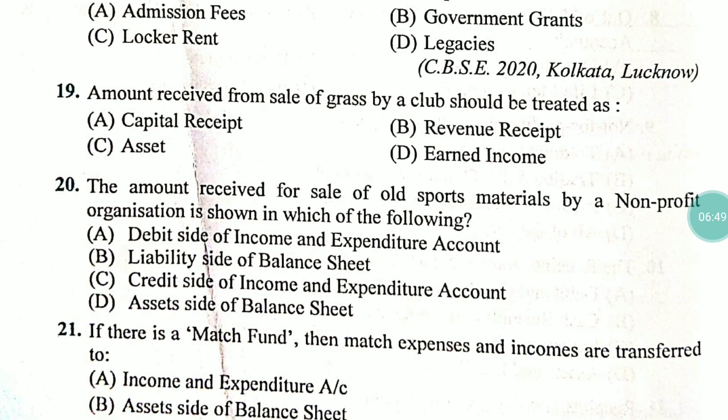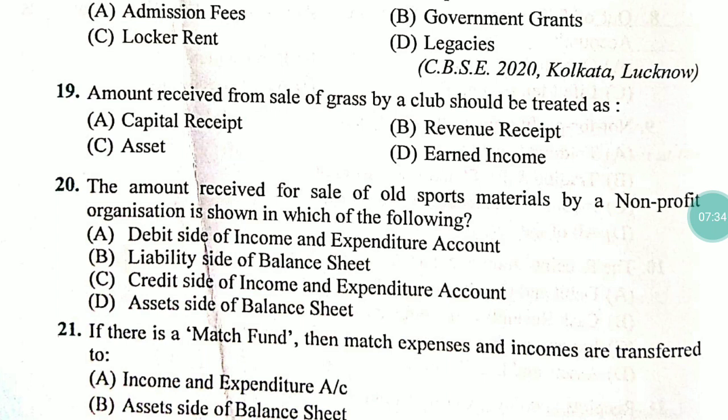Question number 20. The amount received for the sale of old sport material by a not for profit organization is shown in which of the following? In the question, it is discussed that when the not for profit organization sells some old sport material, they earn income. This income we always show on the credit side of the income and expenditure account, because it is income. If we show it on the credit side, it means that it is income. If we show it on the debit side, it is known as expenditure.